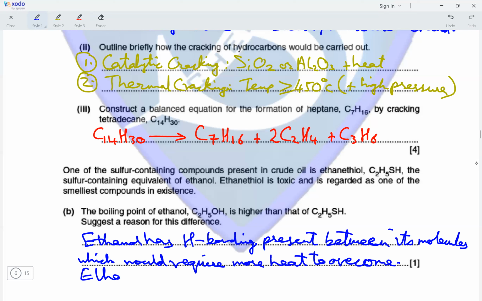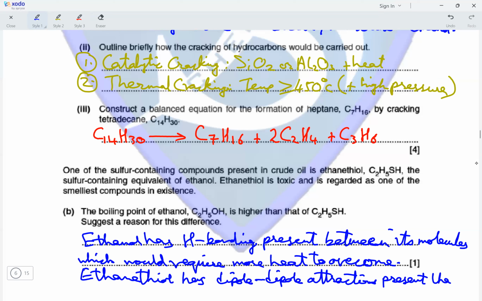Ethane thiol has dipole-dipole attractions present that do not require as much heat as hydrogen bonding.